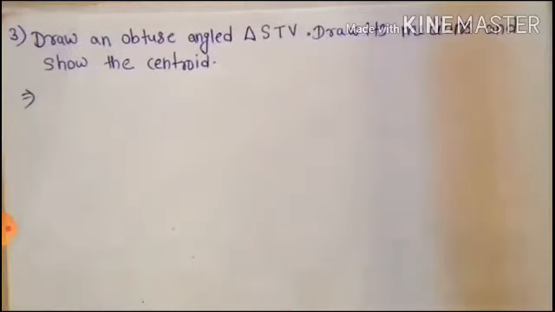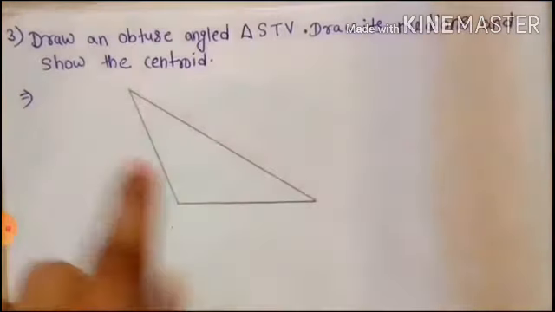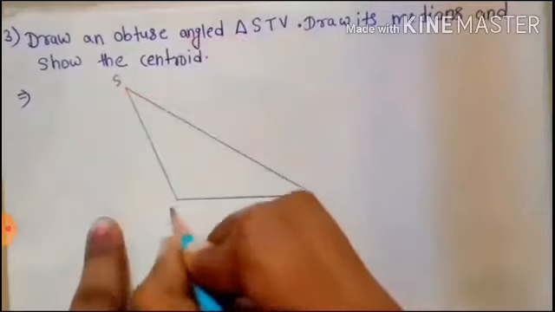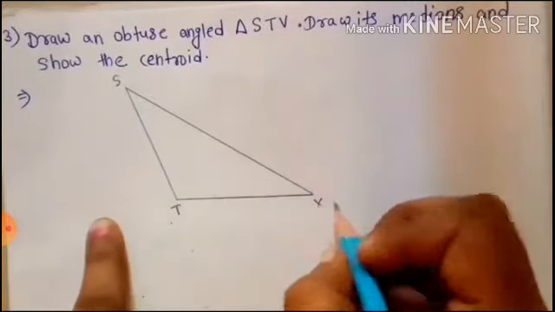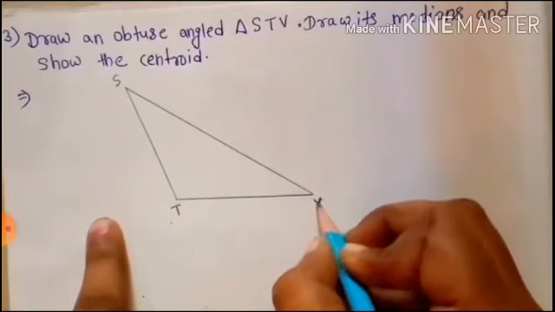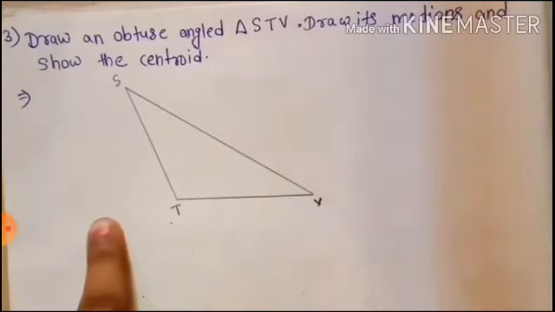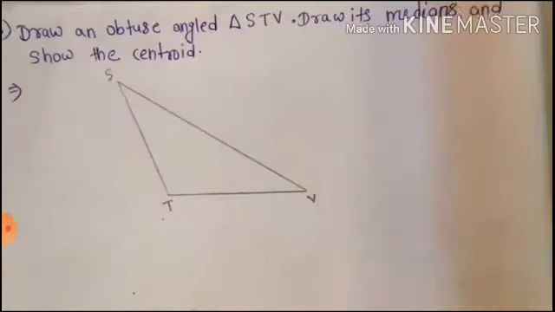Obtuse angle means more than 90 degrees. For drawing this diagram we also want a protractor. First of all we will draw one obtuse angle triangle STV. Now take a compass and take more than half of any base.